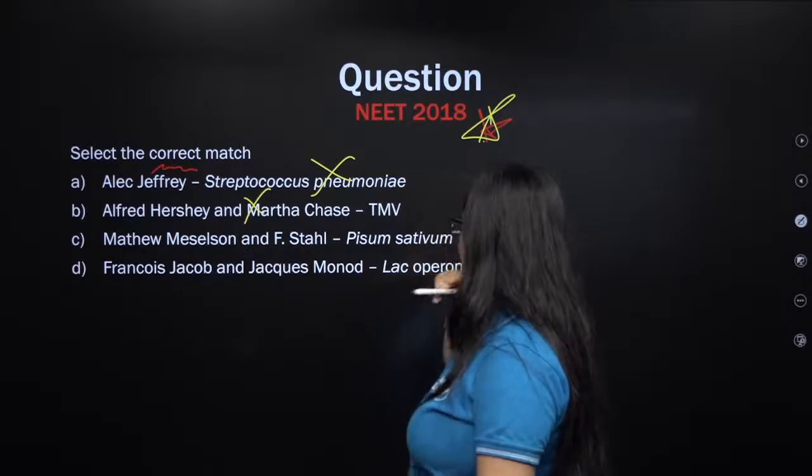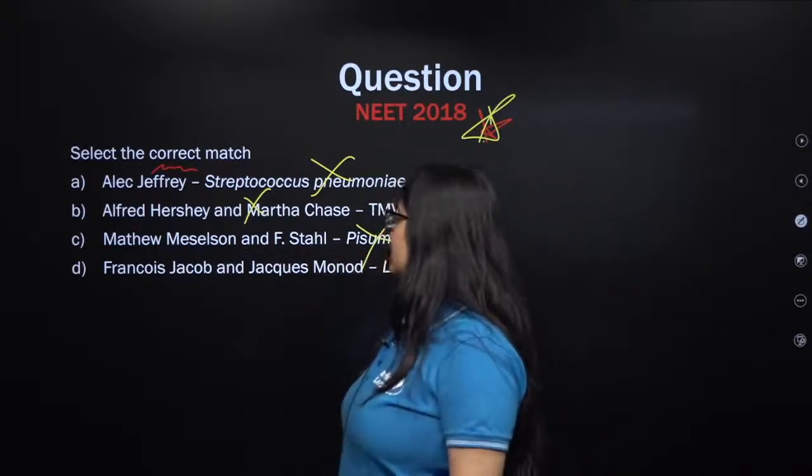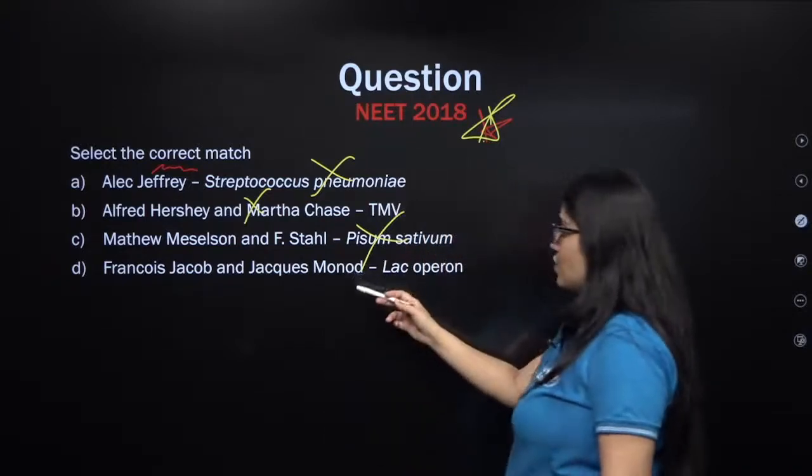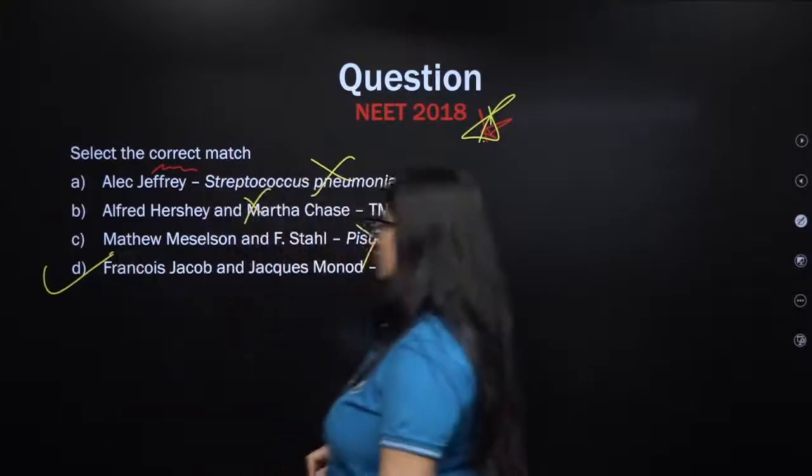Meselson and Stahl worked on Pisum sativum. No, they worked on E. coli. Francois Jacob and Monod worked on lac operon. That's absolutely correct. Next question.